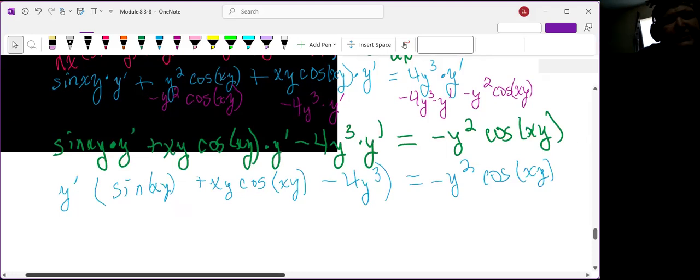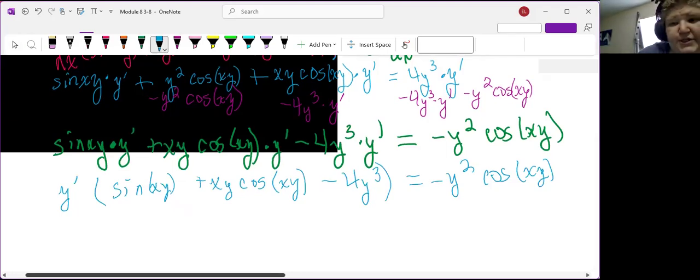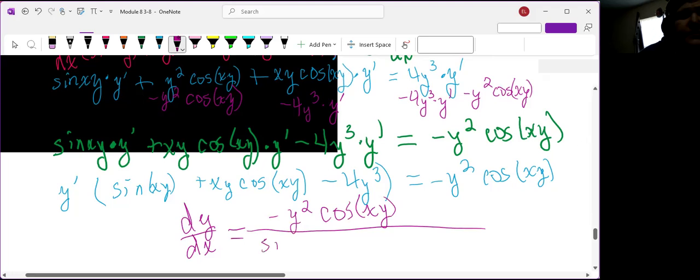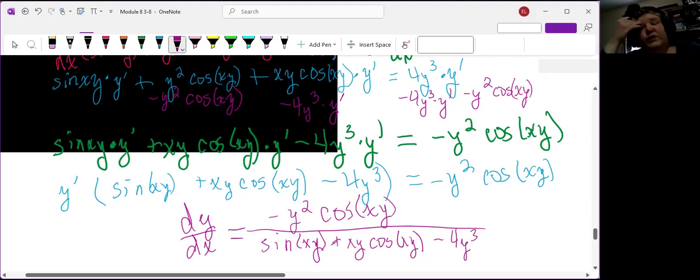So then our derivative, our dy dx, is going to be what's on the right divided by that huge thing. So rather than write divide by and then another line, I'm just going to skip to dy dx equals negative y squared cosine of xy over sine xy plus xy cosine xy minus 4y cubed.